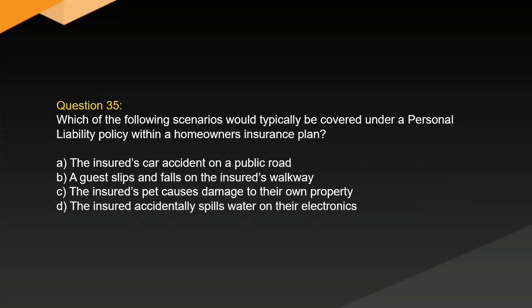Question 35. Which of the following scenarios would typically be covered under a personal liability policy within a homeowner's insurance plan? A. The insured's car accident on a public road. B. A guest slips and falls on the insured's walkway. C. The insured's pet causes damage to their own property. D. The insured accidentally spills water on their electronics.